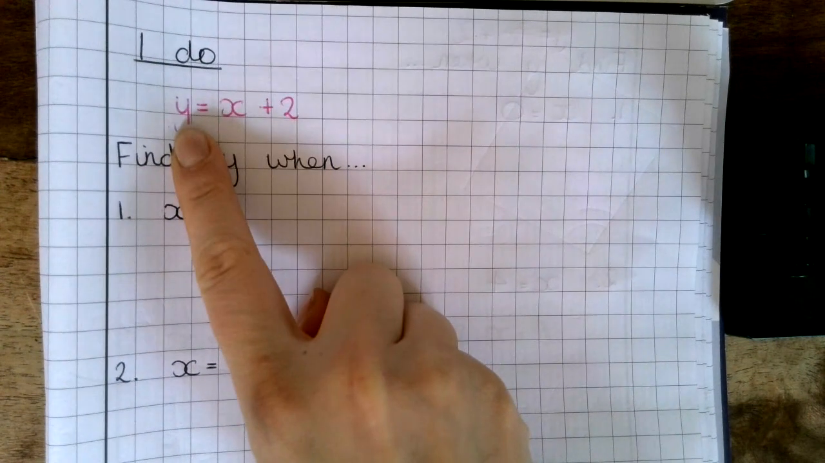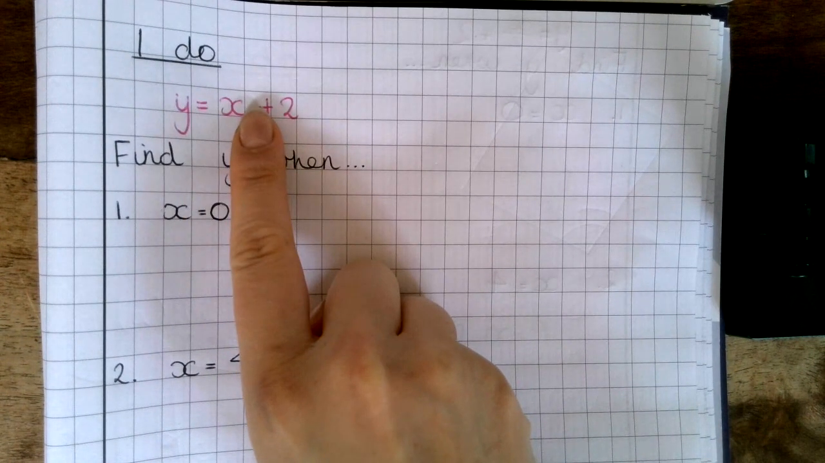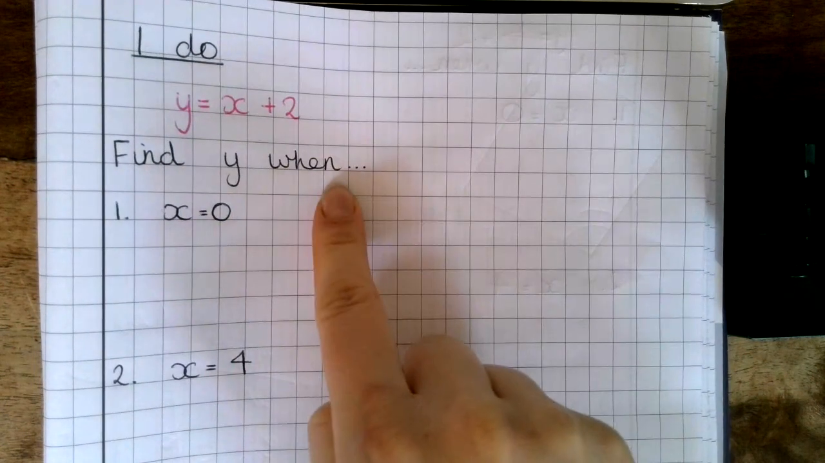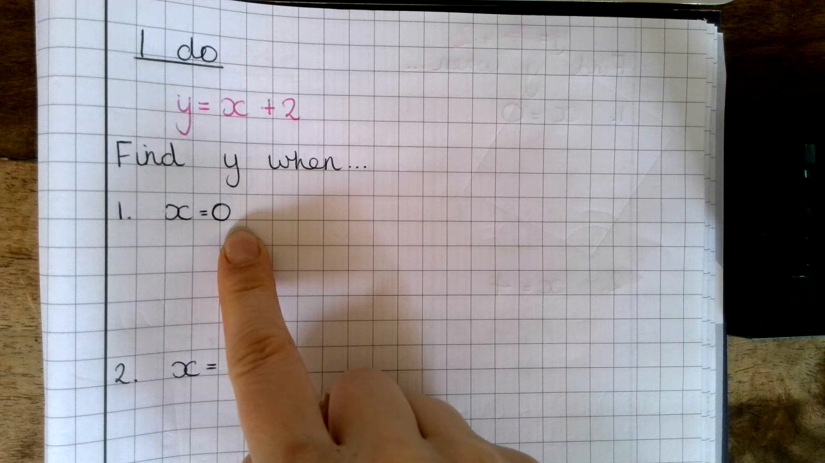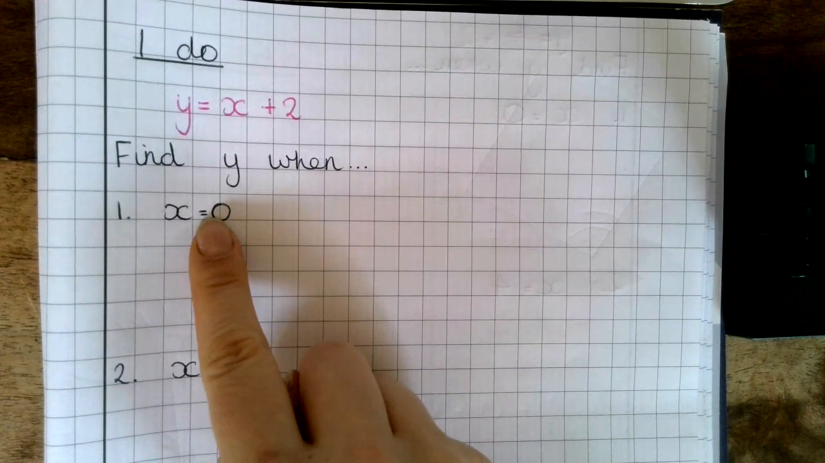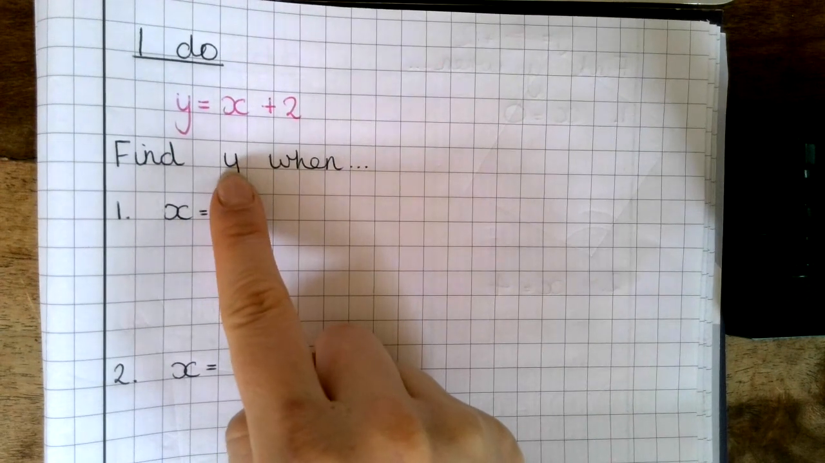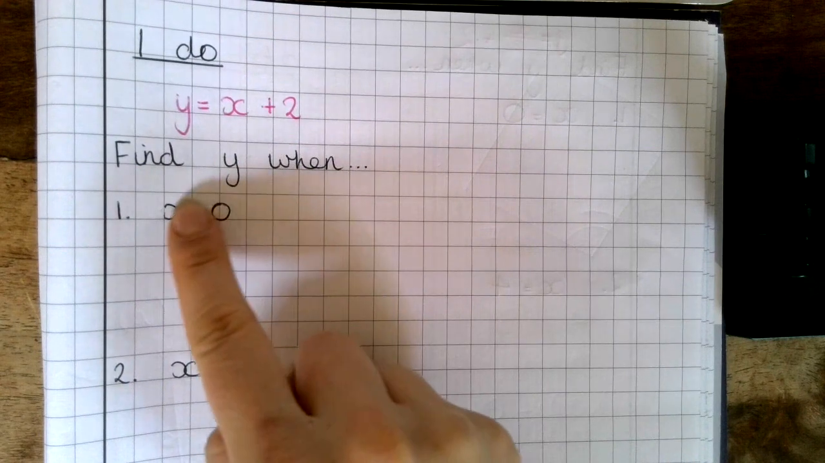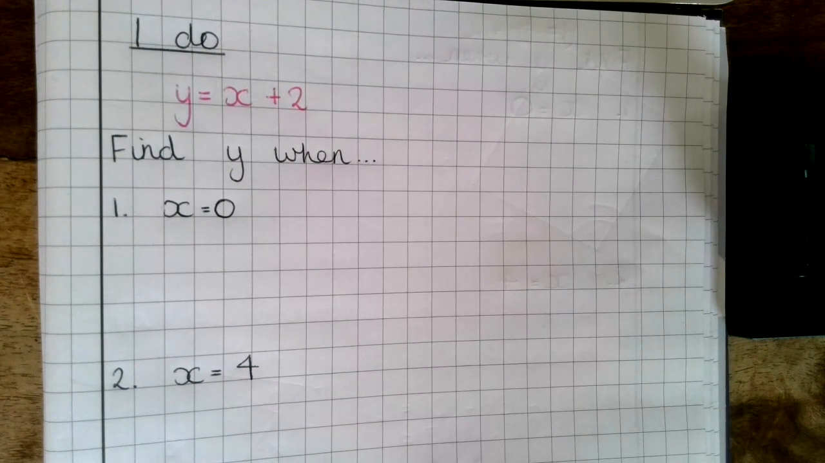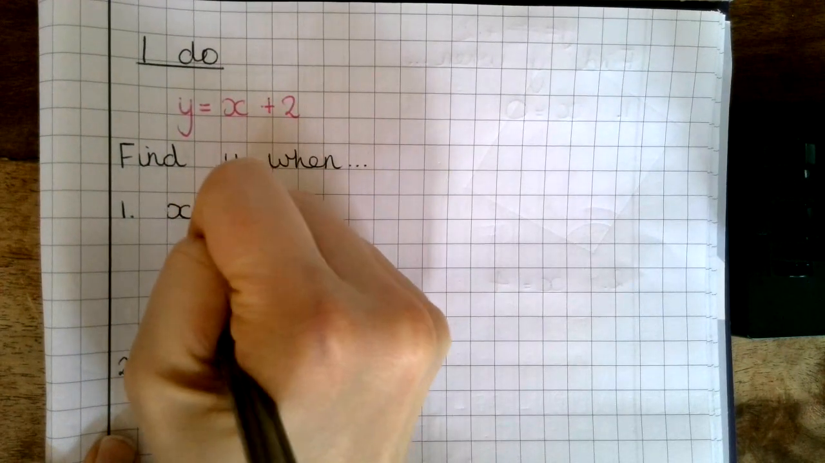So we've got an equation here. We've got two unknown variables, y and x. The question says, find y when, and we first of all want to find out the value of y when x is equal to 0. So we want to find a numerical value of y when our x value is set to equal 0. So we're going to substitute x equals 0 into our equation.